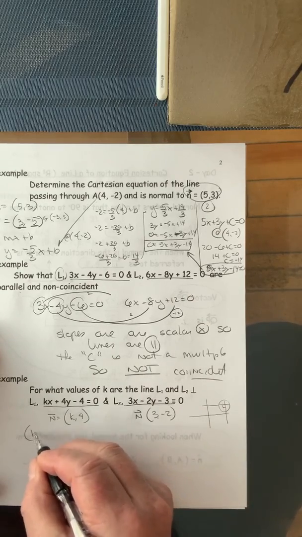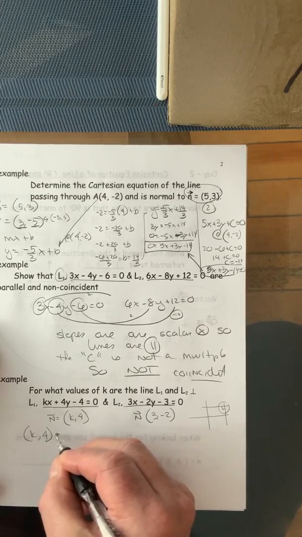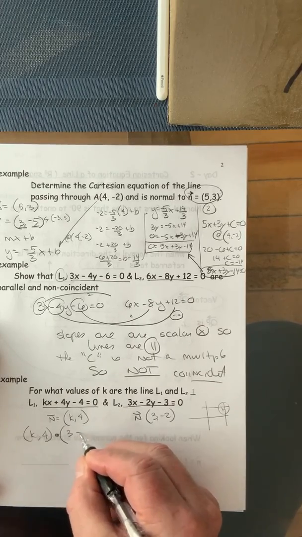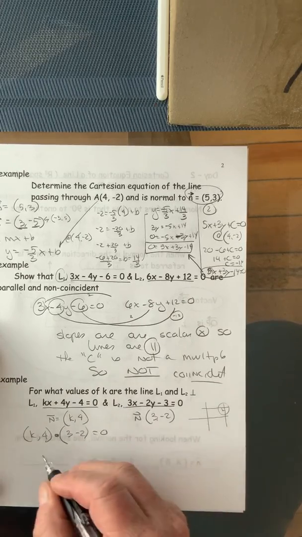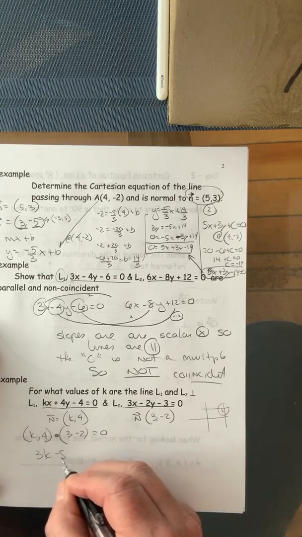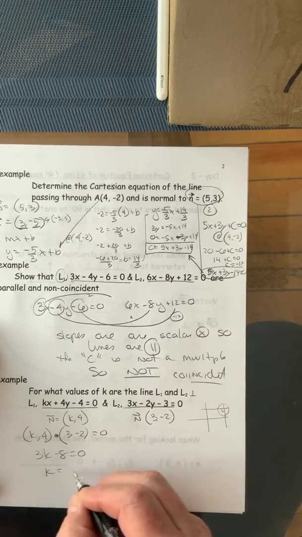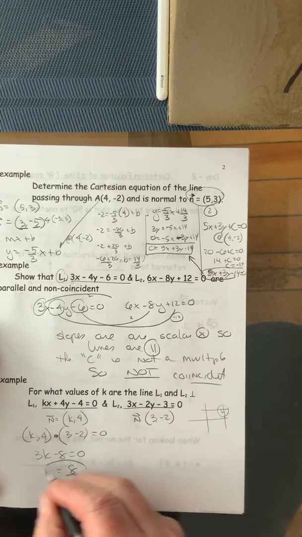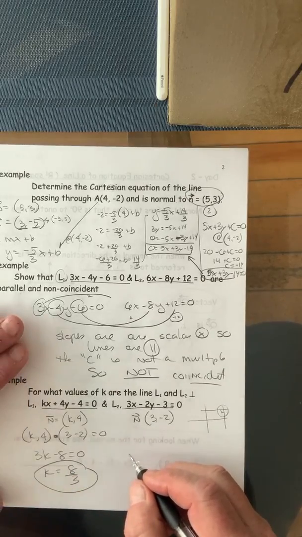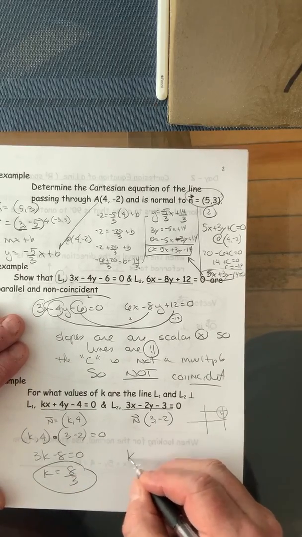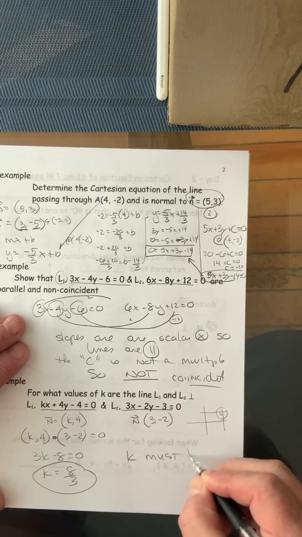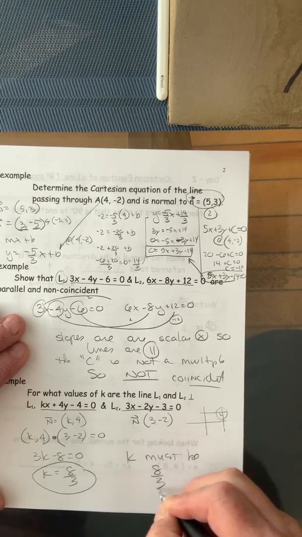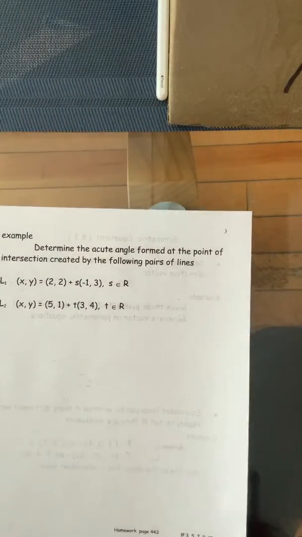That means (k, 4) dot (3, negative 2) should be equal to 0. 3k minus 8 equals 0. K equals 8/3. In order for these to be perpendicular, k must be 8/3. Okay. Nice when it works out.